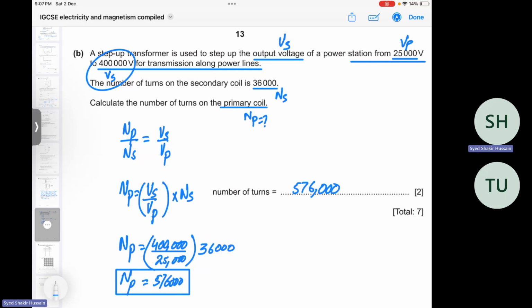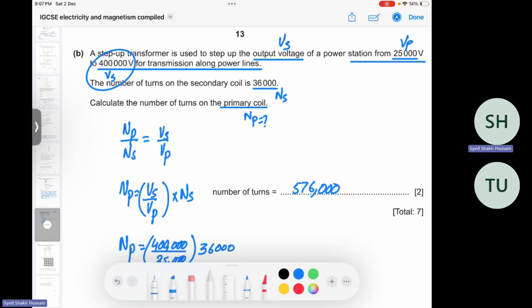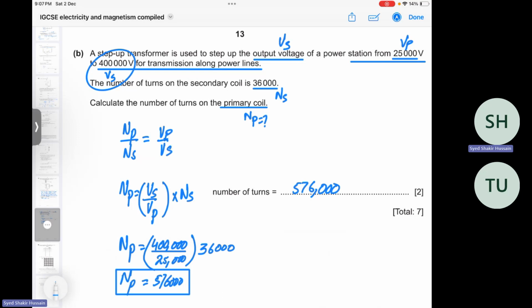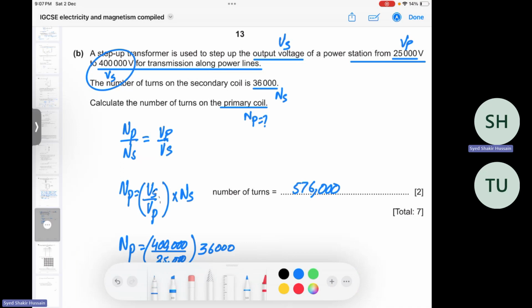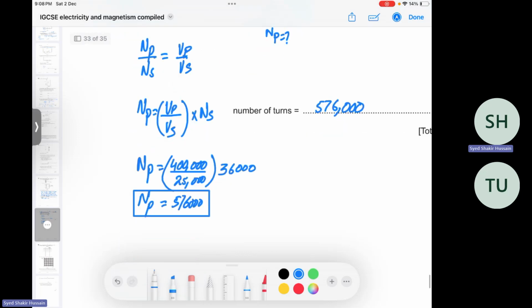576,000. All right. So are the number of turns in the primary coil more or the secondary coil more? Primary coil is more. So I think there is something wrong, isn't it? Wait, there's one mistake that we made, and you did not remind me either. In case you did not catch it, it's not VS, it's VP upon VS, right? So it should be the other way around.